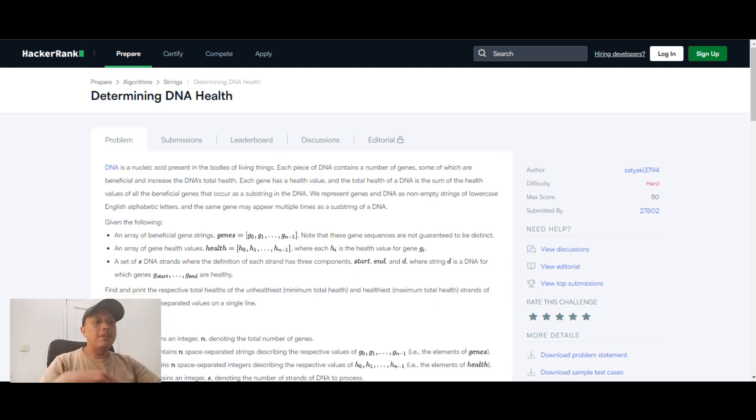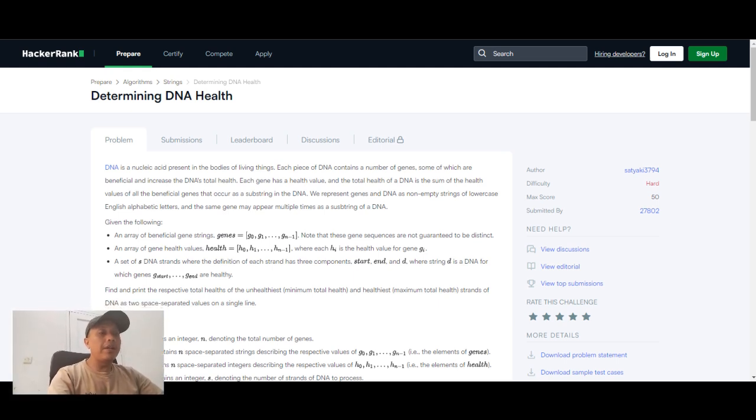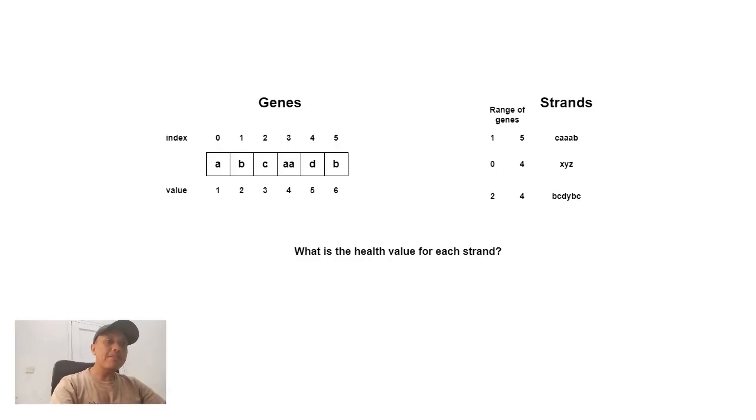Here's the problem. It's a long description with a lot of explanation. Don't worry, I'll break it down with a simple example. Given some genes and their corresponding values in a zero-based index array, there are 6 genes with their respective values. Gene A has a value of 1, Gene B has values 2 and 6, Gene C has a value of 3, Gene AA has a value of 4, and the last one, Gene D, has a value of 5.